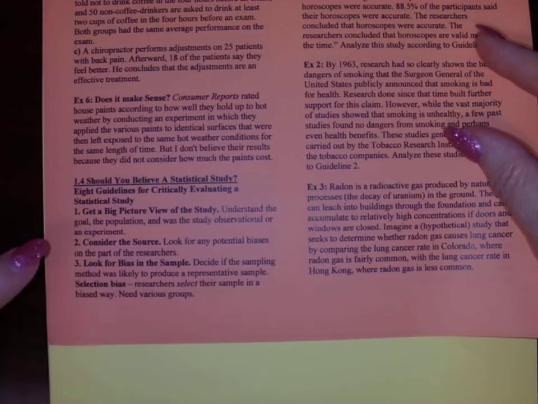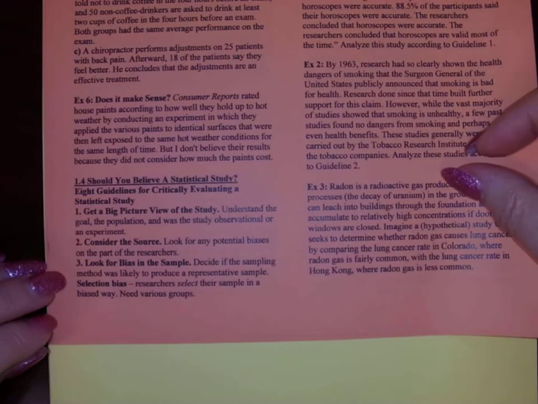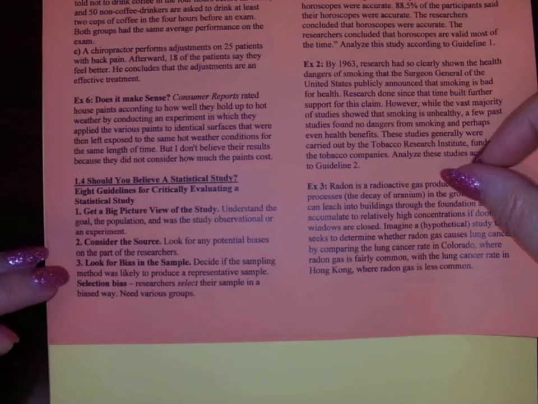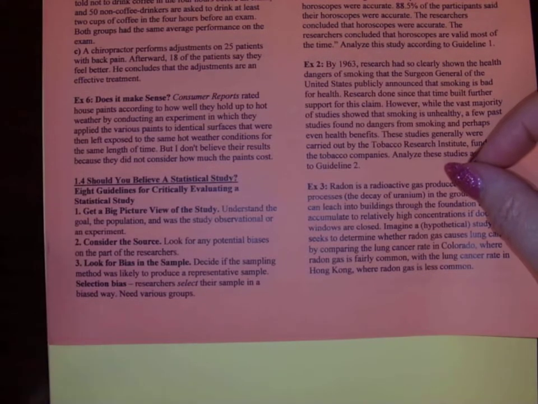The second one is considering the source. Look for any potential biases on the part of the researchers. So look for bias in the sample. Decide if the sampling method was likely to produce a representative sample. Sometimes there's selection bias. Researchers select their sample in a biased way. So you need various groups.